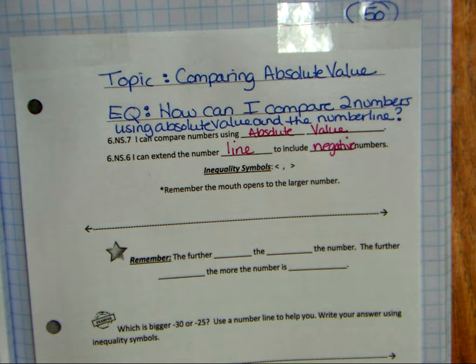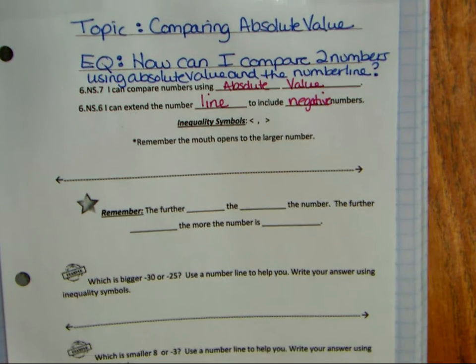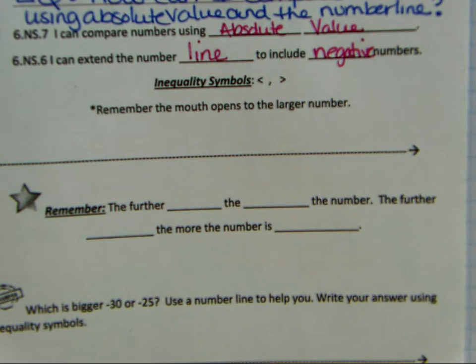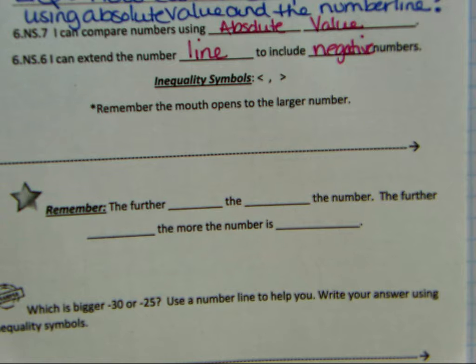Let's do some practice. Before we get to that practice, though, let's remember just quickly what an inequality symbol is. I like to think of our inequality symbols as a little alligator that eats the bigger number and leaves the littler number alone. We have the greater than and less than signs. And remember, the mouth opens to the larger number.